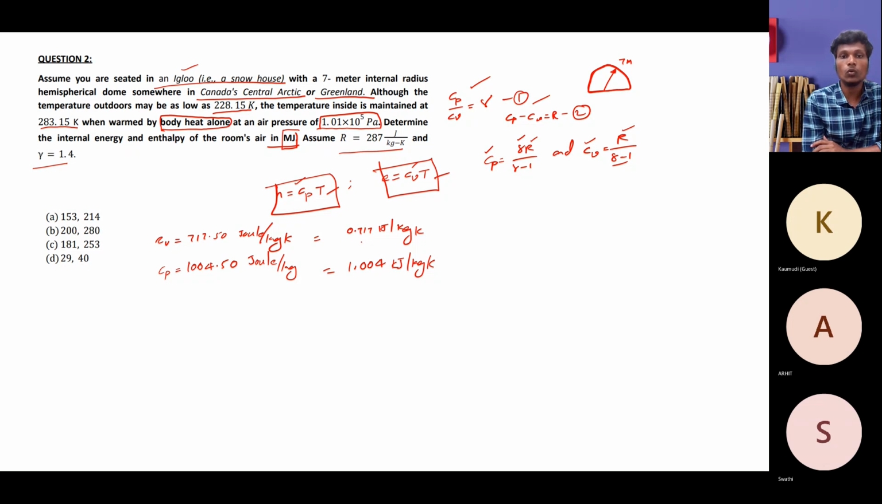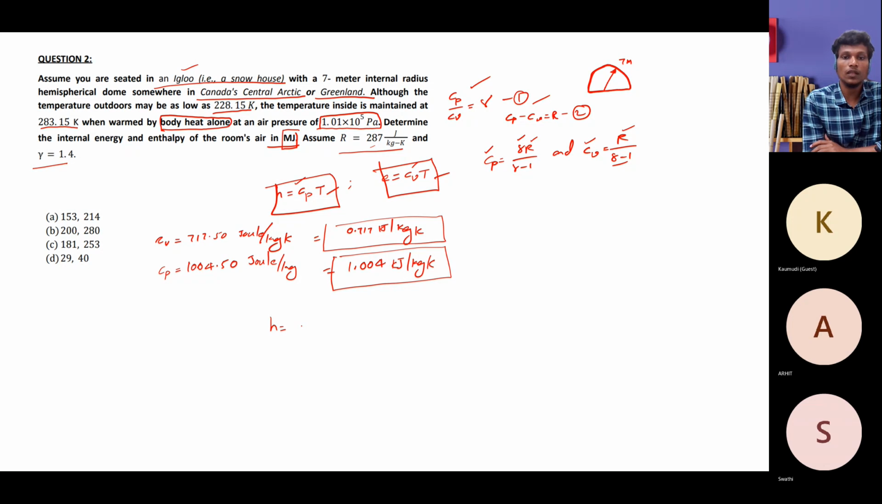Even if we don't have R and gamma, or if you have the R and gamma of the same values like 287 and 1.4, you will end up with these values. I think it is very common that people remember these values while solving this kind of problems. So we now have CP and CV also. But if you substitute this CP is equal to 0.717. Sorry, this is CV.